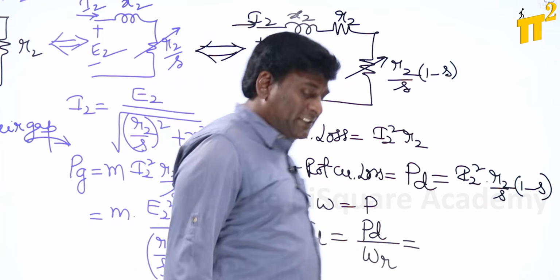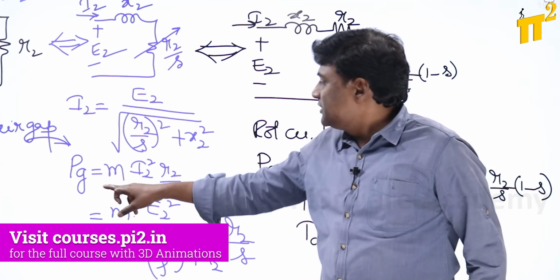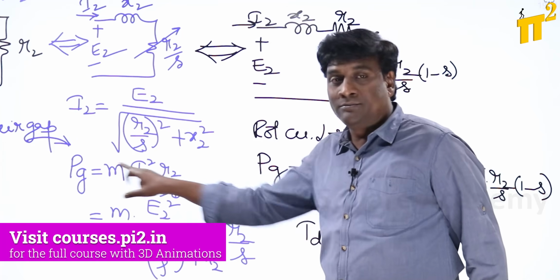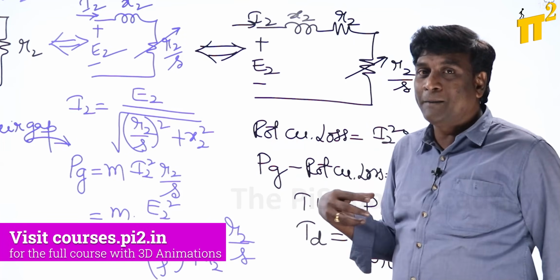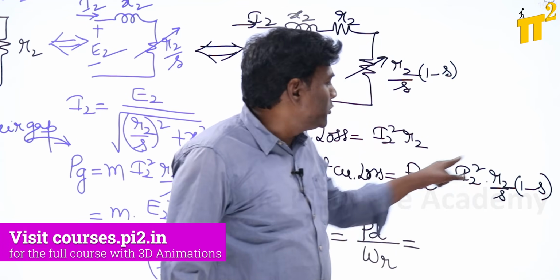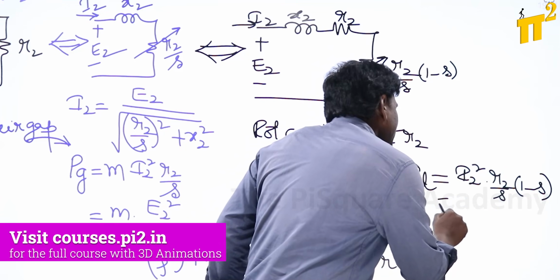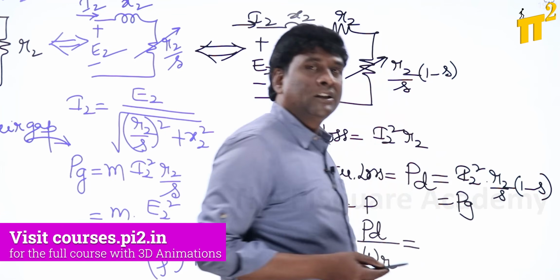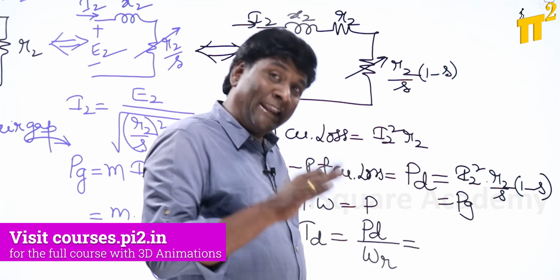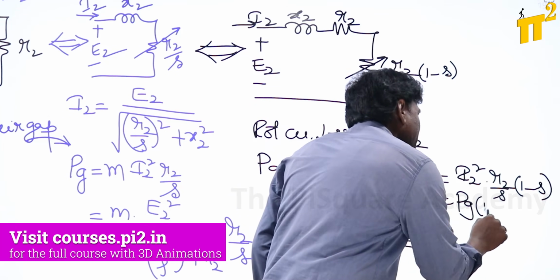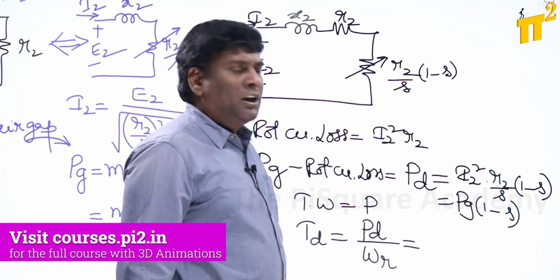Okay, now if you see here, if you think of PG, I2 square R2 by S is going to be the air gap power, and the developed power is going to be I2 square R2 by S into (1 minus S). So this can be written as PG, the gross power coming from the air gap power, into (1 minus S). Okay, the logic you will come to know.